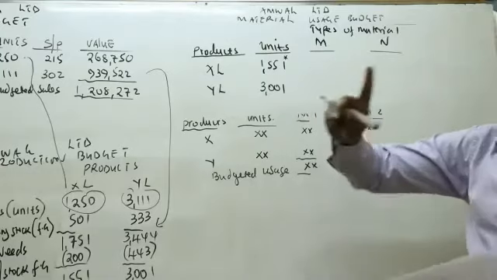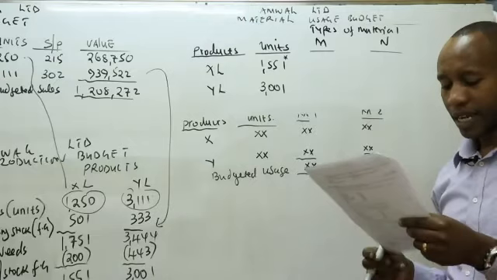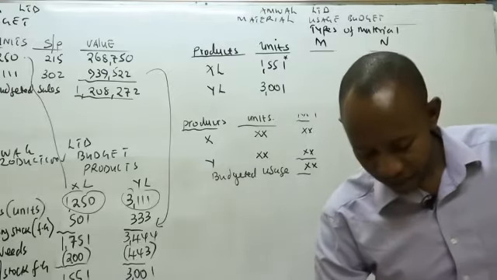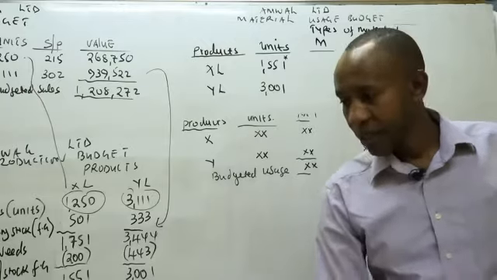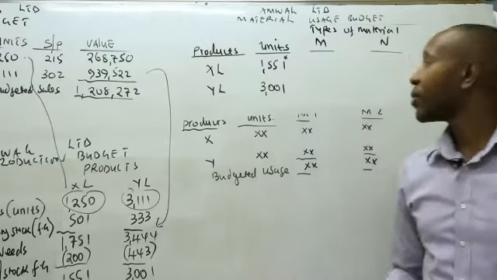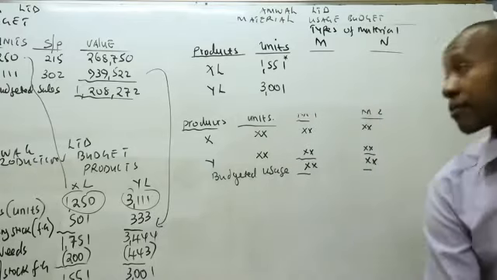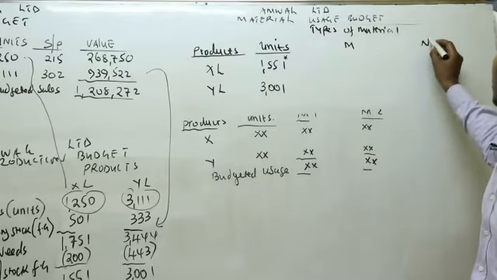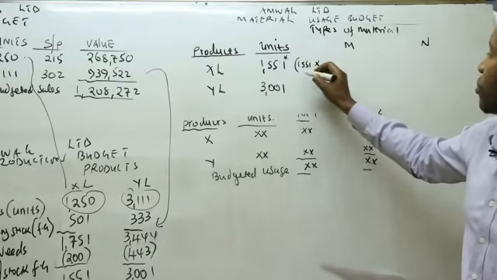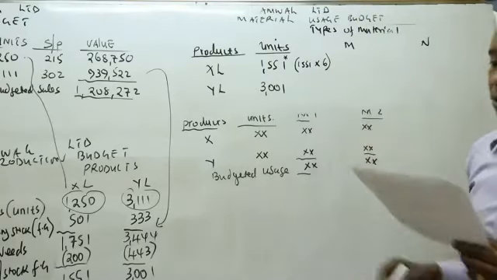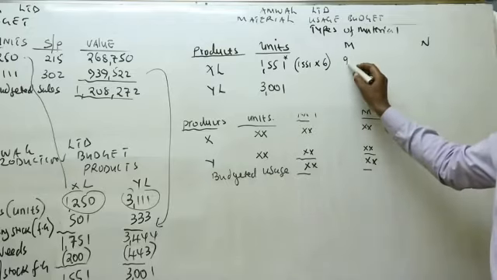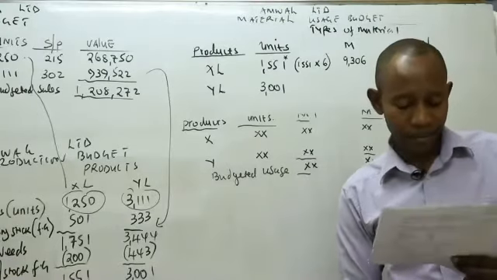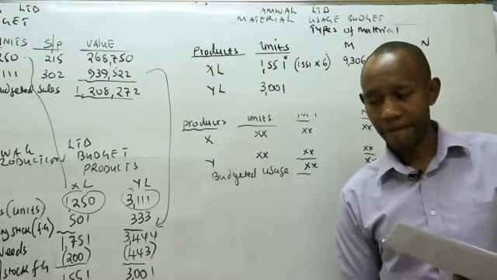For me to produce one unit, I require 6 units of M1. What about 1551? Okay, Felista says 9306. Very good. So I can write that working here. That will be 1551 times 6, and that will give me 9,306. I hope that is clear.